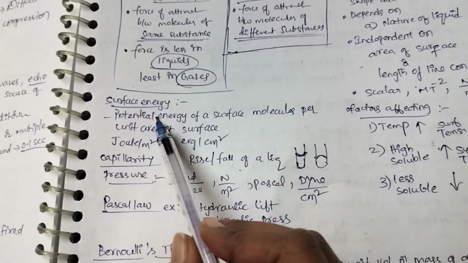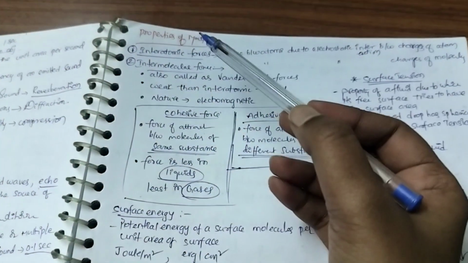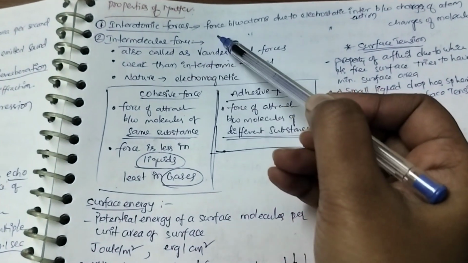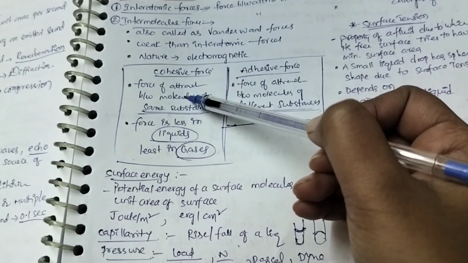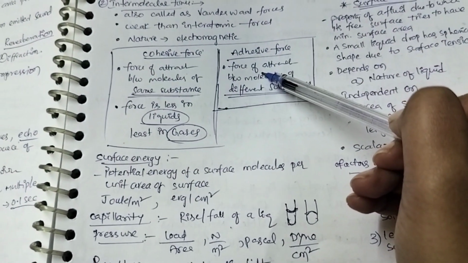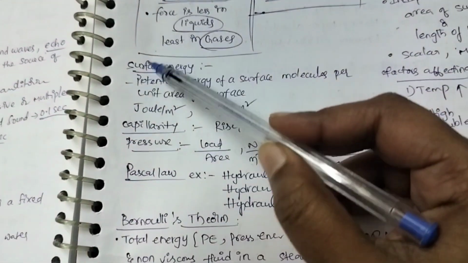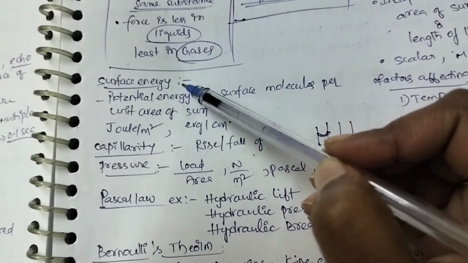Surface energy. These are different terms. First term is interatomic forces, intermolecular forces. Then what are the differences between cohesive and adhesive forces? Now when it comes to surface energy, what do you mean by surface energy?